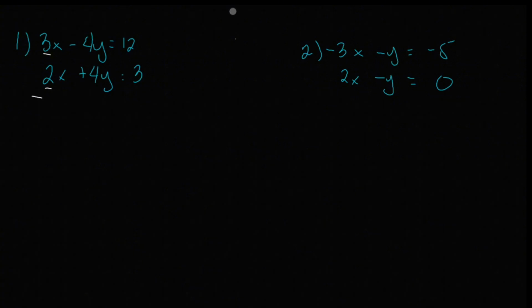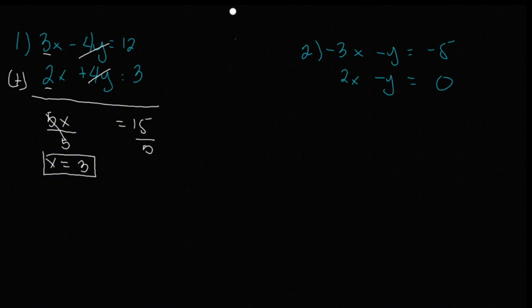So you just need to do the addition operation. -4y plus 4y is 0, so we simply cancel this. Then you do the addition: 3x plus 2x will become 5x is equal to 12 plus 3, which is 15. Now, as you can observe, in this part we can solve for x. Solve for x by dividing both sides by 5. So you can cancel this, and x is equal to 3.